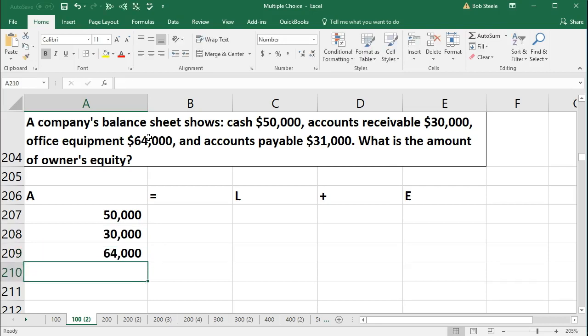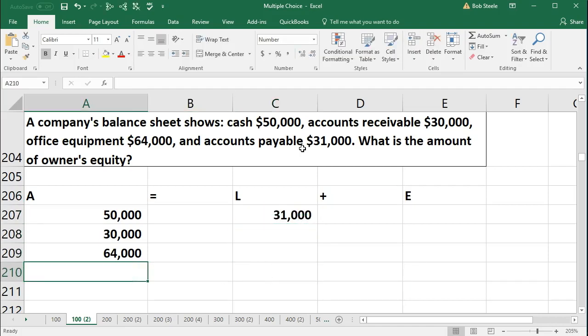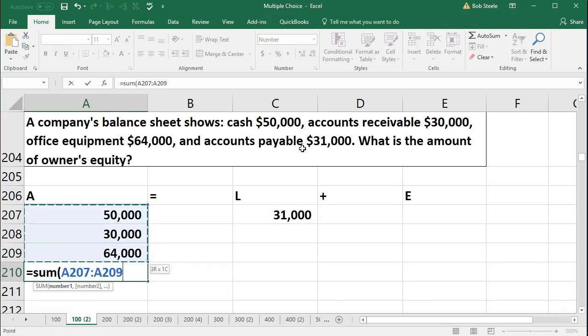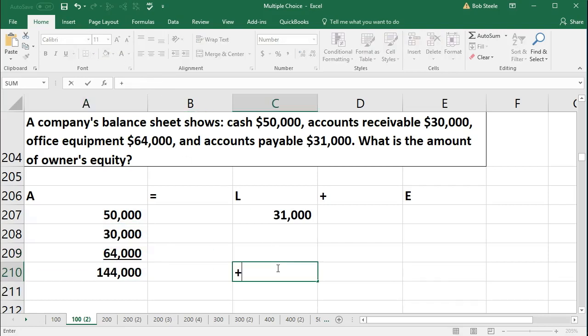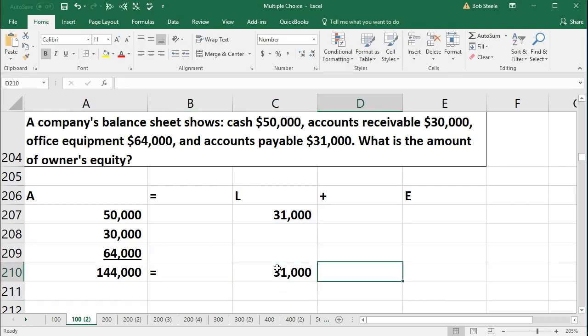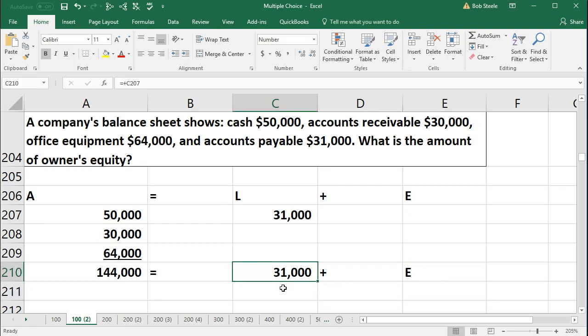$64,000, and accounts payable, that will be a liability. So I'm going to put that on the other side of the equation here, that being $31,000, and we need to find equity. So if I sum these up, equals the sum of the assets, 50 plus 30 plus 64 being 144, and of course the liabilities equaling the 31. So we just need then to find the equity here being our unknown factor, and therefore if this is the unknown, we're going to subtract 31 from both sides.